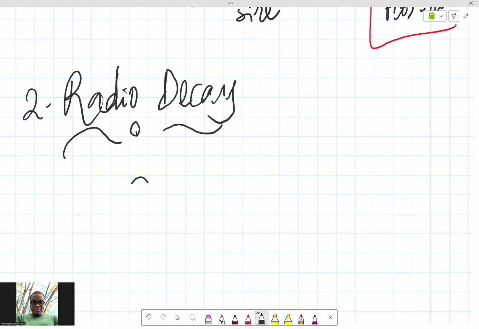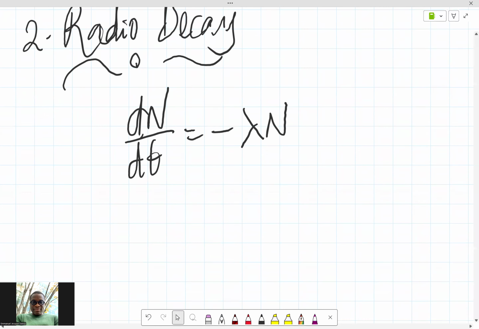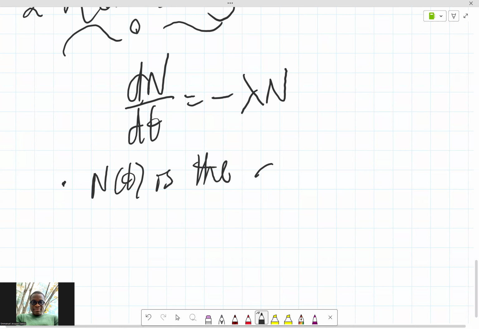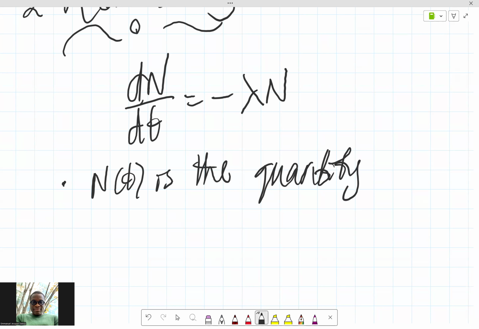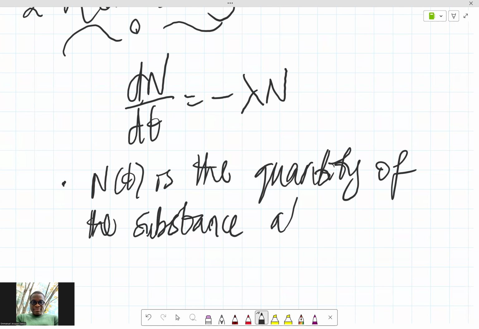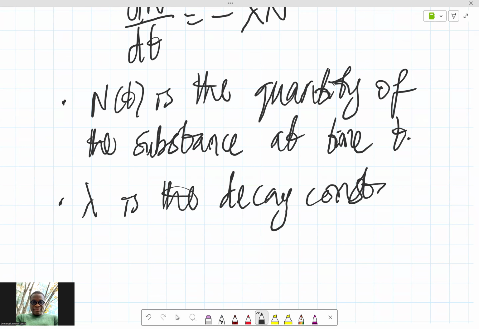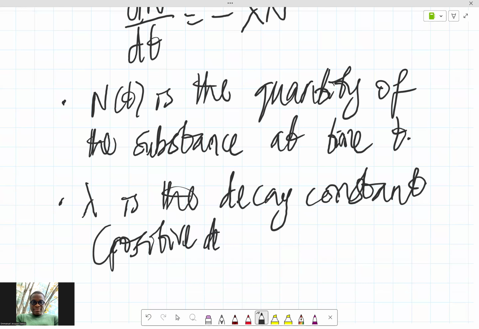This is described by dN/dt = -λN. Here N(t) is the quantity of the substance at time t. I think we've come across this in physics textbooks before. Then λ is the decay constant, which is a positive value, but the negative in front of it ensures that it decays.